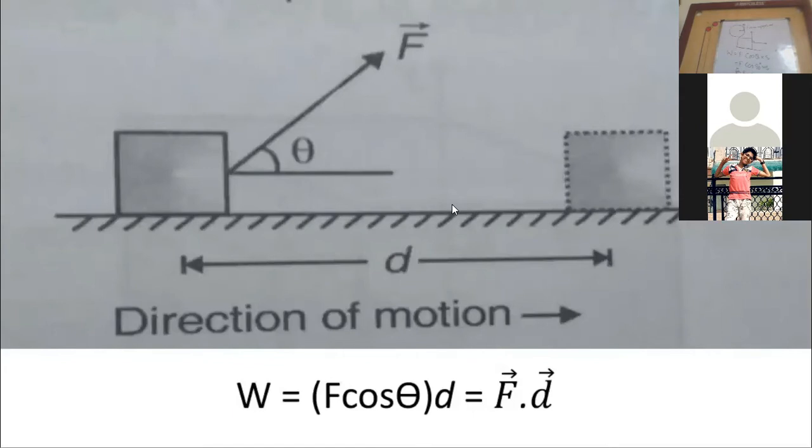It is possible that work done will be 0. It is possible that work done will be positive. It is possible that the work done will be negative also. But there are certain conditions which have to be understood by you, when the work done will be 0, when it will be negative and when it will be positive.